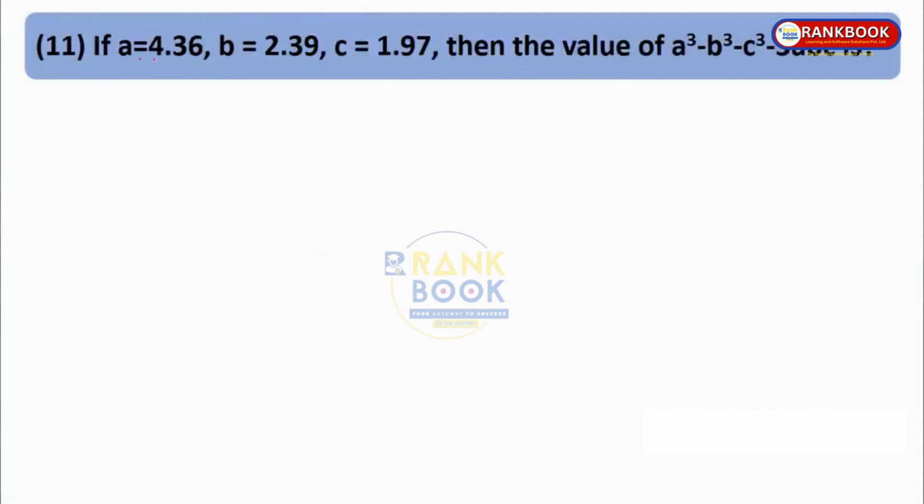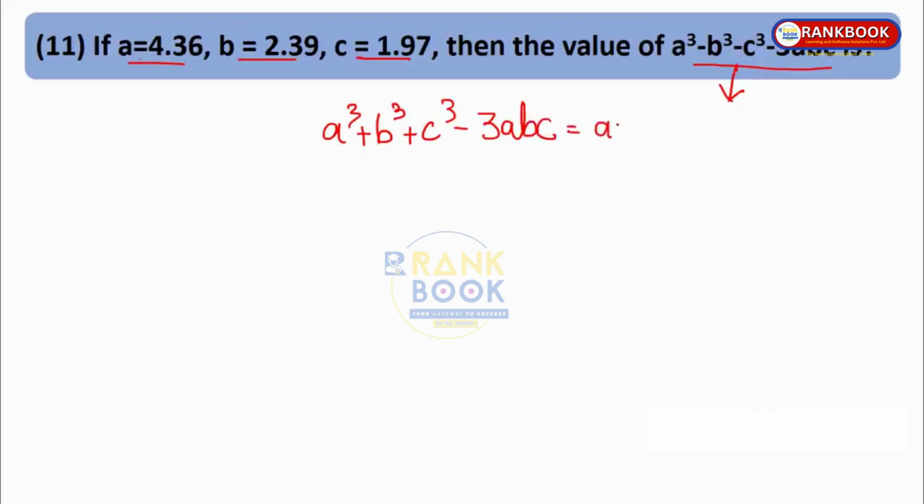Question number 11. If a equal to 4.36, b equal to 2.39, c equal to 1.97, then the value of a cube minus b cube minus c cube minus 3abc is? Now this is not a familiar formula. We have not seen a formula of a cube minus b cube minus c cube, but we have seen a similar formula. What was it? a cube plus b cube plus c cube minus 3abc would be equal to a plus b plus c into a square plus b square plus c square minus ab minus bc minus ca. We have seen this formula, right? But we have not seen a cube minus b cube minus c cube.